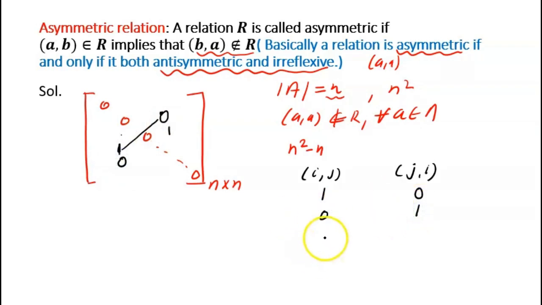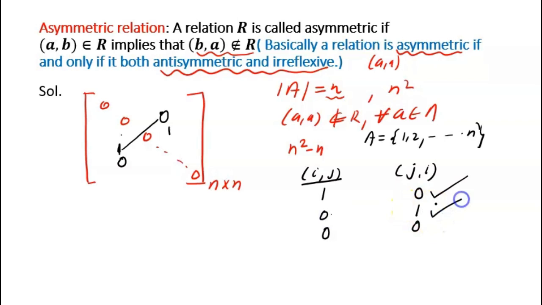And the third possibility is that if both of the elements are not present, the ijth element is not present, it means the i comma j element is also not present. I hope you understand that I am considering the set to have n elements, so let us number them from 1 to n, right? So if the i comma j element is present, then the j comma i element should not be present. If the i comma j element is not present, then the j comma i element may be present, and if both of them are not present, that is also acceptable.